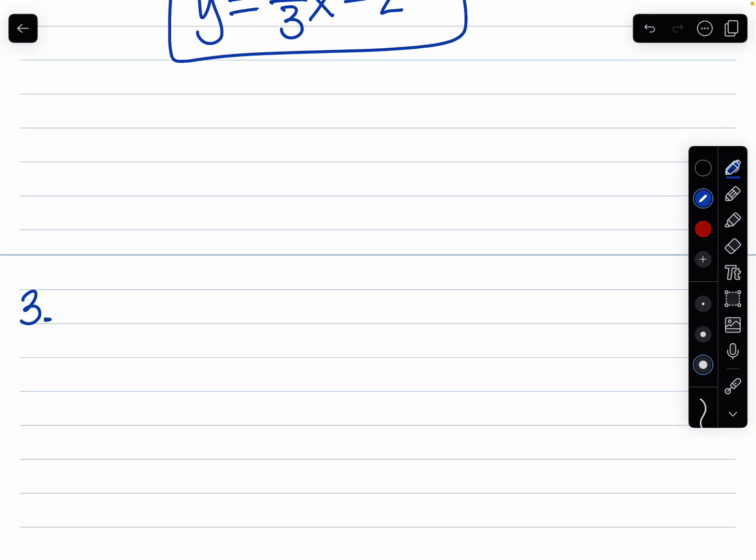Okay, one more like this, then we're going to do one word problem and we'll be done. Okay, anybody want to try this one? You already went.